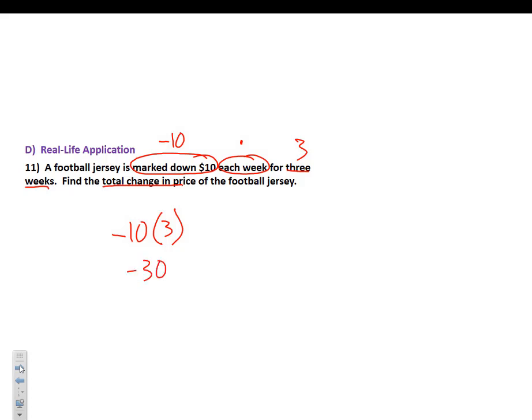Now, -30 is the integer, so you could say -30 as the total change, or you could say the price is marked down $30. So as an integer, -30. In a word sentence, it wouldn't make sense to say -$30, so we use those words marked down to indicate that the price went down.